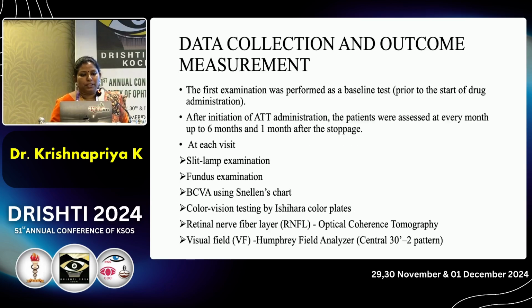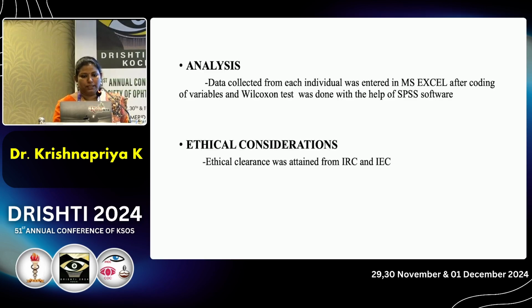First, the examination was performed as a baseline test, that is, prior to the start of administration. Then after initiation of ATT, the patients were assessed every month up to 6 months and 1 month after the stoppage. At each visit: best corrected visual acuity using Snellen's, color vision by Ishihara, slit lamp examination, fundus examination, retinal nerve fiber layer by OCT, and visual field by Humphrey's field.